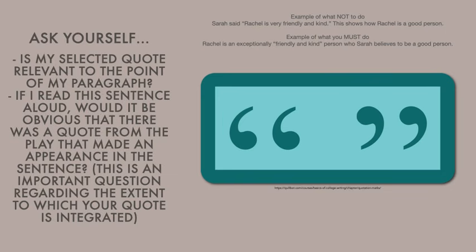So make sure that you select a quote that is really important to relaying that particular point, that it is relevant to what you're saying, and that it's a quote of substance. And then the big question: if I read this sentence aloud, would it be obvious that there was a quote from the play that made an appearance in the sentence? This is an important question regarding the extent to which your quote is integrated.